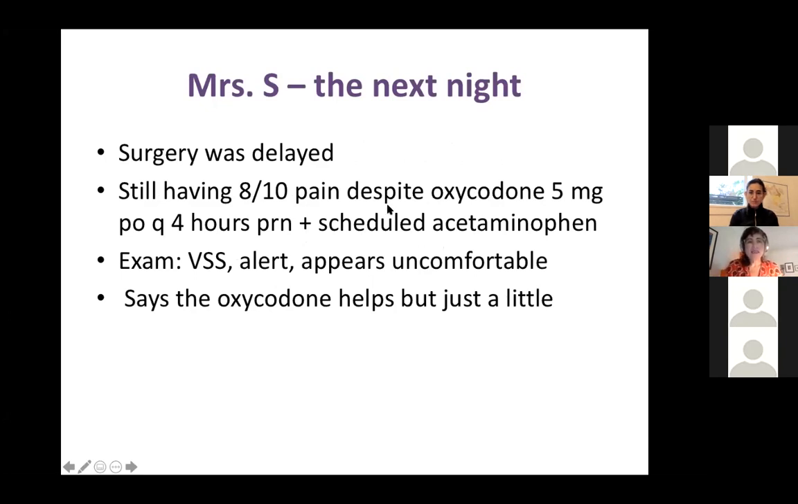All right, moving right along. Say it's the next night, her surgery was delayed, the OR is really busy, it's the summer at Harborview. She is still having 8 out of 10 pain despite oxycodone, which she's taking the 5 milligram dose every 4 hours, and she's taking her scheduled Tylenol. She, on exam, still looks uncomfortable. She is not delirious. She says the oxycodone helps, but just a little. Do you start low and titrate up the added opioid?